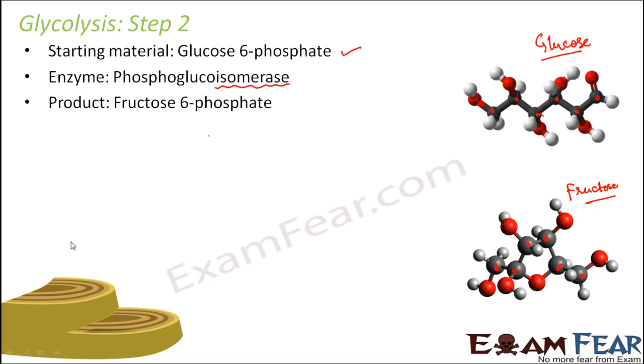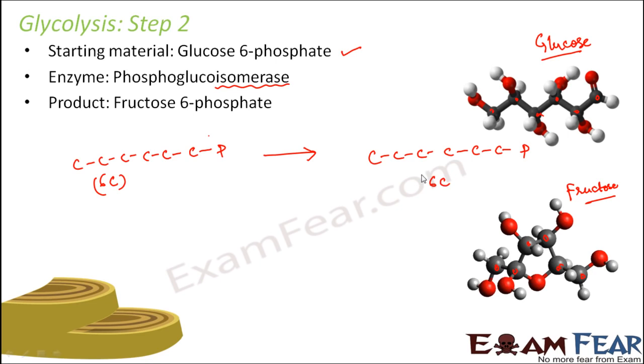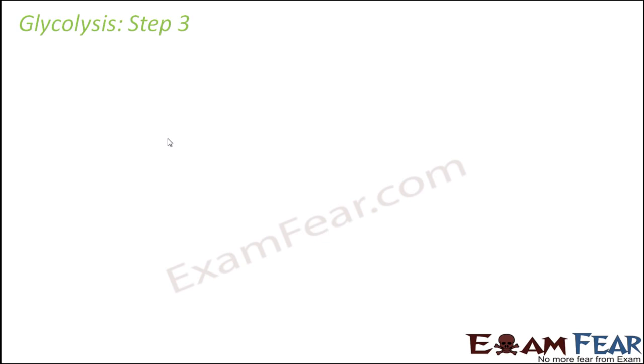So here what will happen? The starting material is also a 6 carbon compound, something like this, with a phosphate group at the 6th carbon atom, and the product will also be a 6 carbon compound. It is just that the arrangements will be different. Now I am not getting into the arrangements here. I am just trying to tell you how many carbon atoms and how many phosphate groups will be there on both sides of the equation.